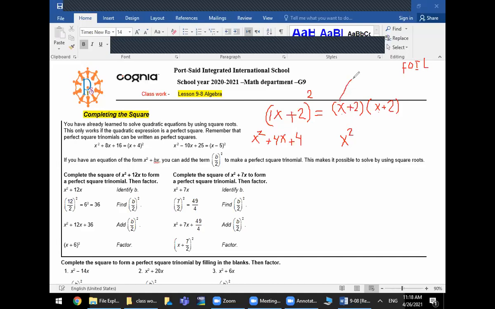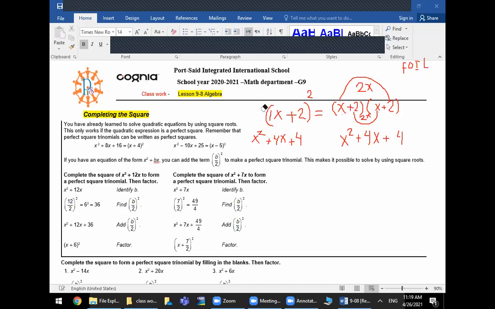And then the outer, it will be 2x. And then the inner, it will be 2x. So we will add them together: 2x plus 2x will be 4x. And then 2 times 2 will be equal to 4. Right? So by any way, if you use the perfect square way or the FOIL method, by the end, we have a trinomial.